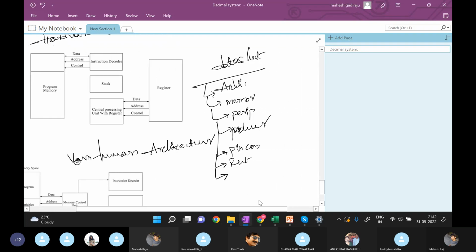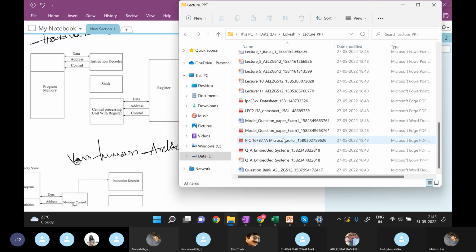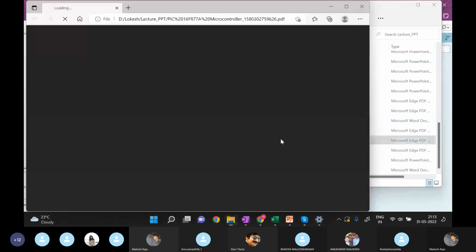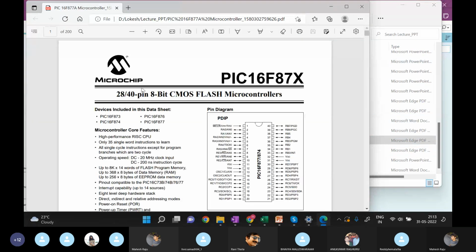So all this kind of information will come in the data sheet. No need to worry about all these things. If anyone asks you what your microcontroller has, let me show you one data sheet that I have readily available. This is a PIC microcontroller data sheet. It is from Microchip, not from MOS chip. The manufacturer is Microchip, and PIC16F87X is the microcontroller.